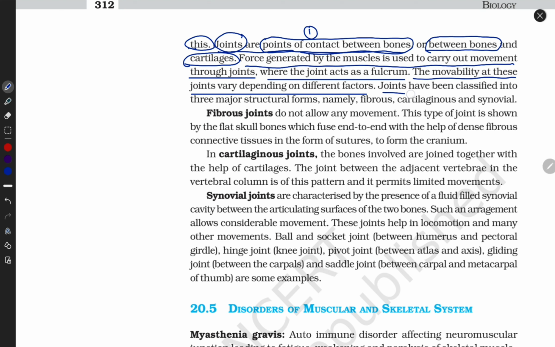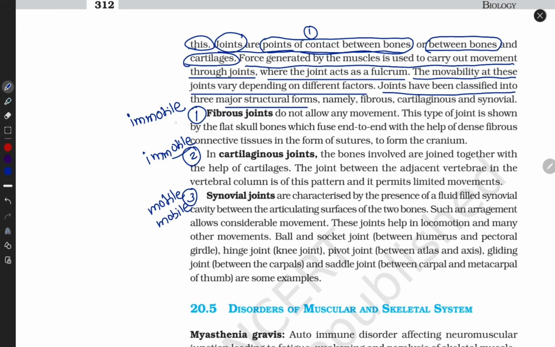So, joints have been classified into three major structures. First is fibrous, very strong. Second, cartilaginous joints, and third is synovial joints. I told you fibrous is immotile in nature. They don't move, they are very restricted. Cartilaginous is also a little bit immotile, they don't move much, but synovial is highly mobile.